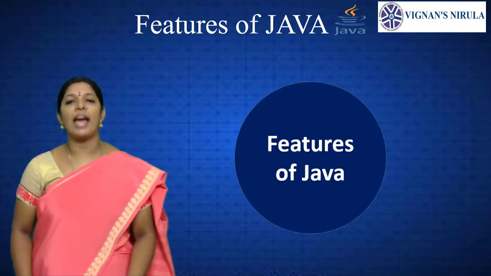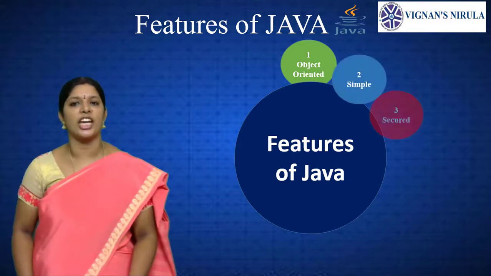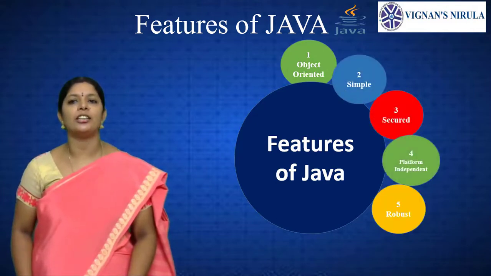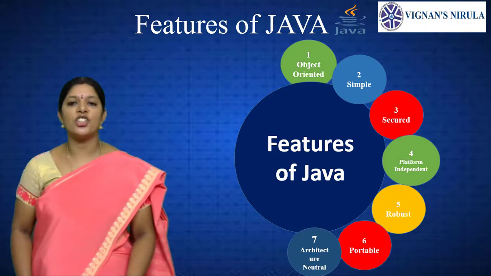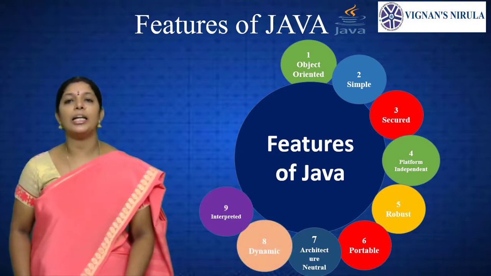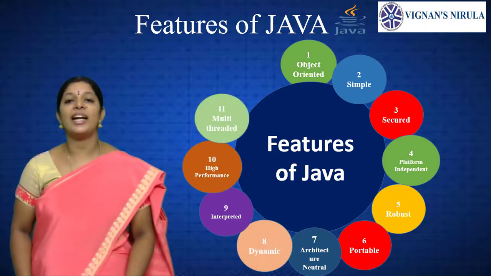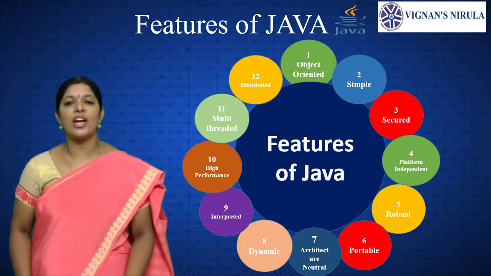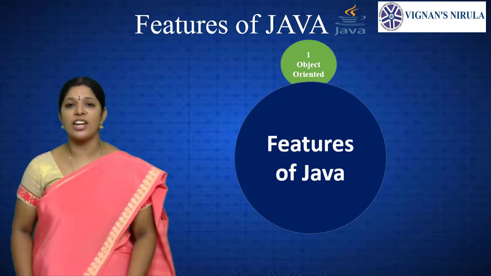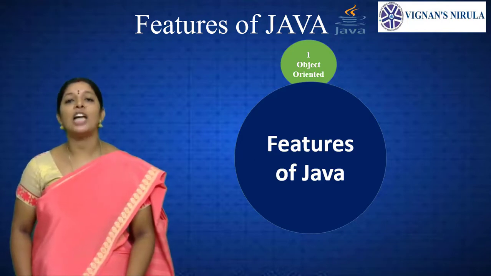The Java programming has many features like object-oriented, simple, secure, platform-independent, robust, portable, architecture neutral, dynamic and interpreted, high-performance, multi-threaded and distributed programming language. Let's take a tour of these features. Java is an object-oriented programming language. The object-oriented programming model has objects and classes. The object-oriented programming model consists of the data and behavior of the object.